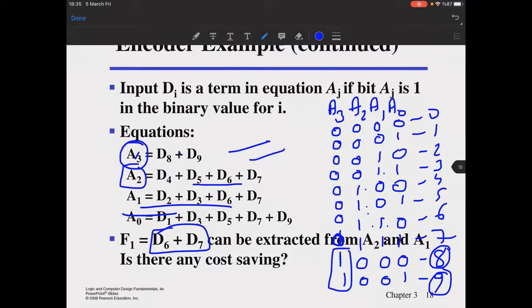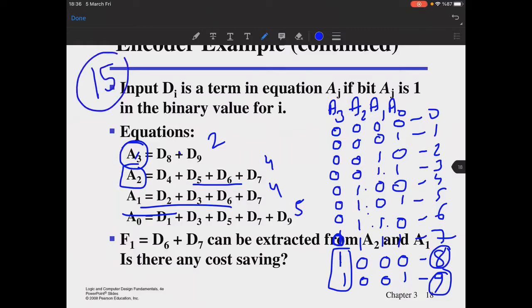You can go ahead and calculate if you want. Maybe you want me to calculate anyway. Okay, let me calculate it for you here. What would be your cost if you do this directly? It would be 2, 4, 5, 7, 8, 15. I think it was 15.